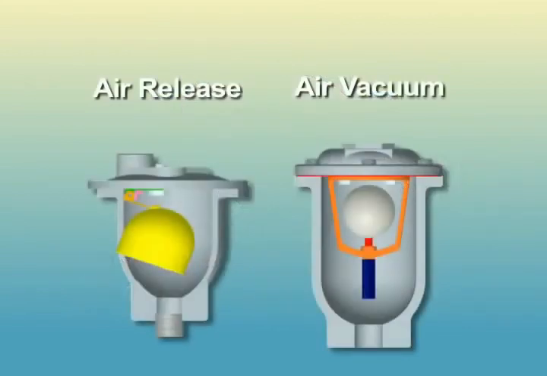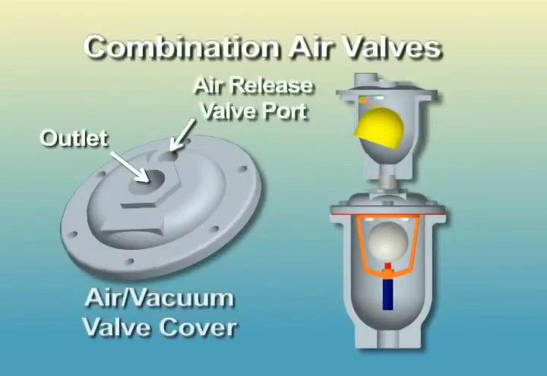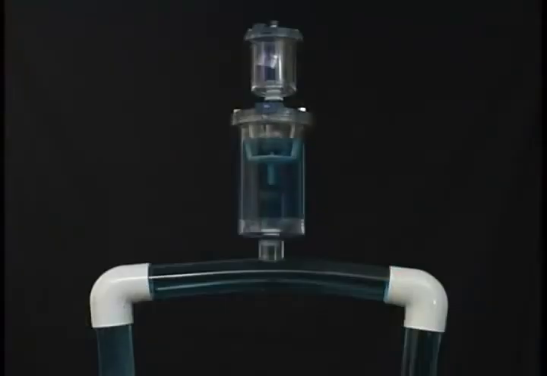Air release and air vacuum valves each perform specific functions. Combination air valves are designed to perform both. Combination air valves are the most commonly used valves. They perform the functions of an air vacuum valve and air release valve. Shown here are an air vacuum valve and air release valve piped together to form a combination air valve. Notice that the air vacuum valve stays closed while the air release valve continues to function during system operation.